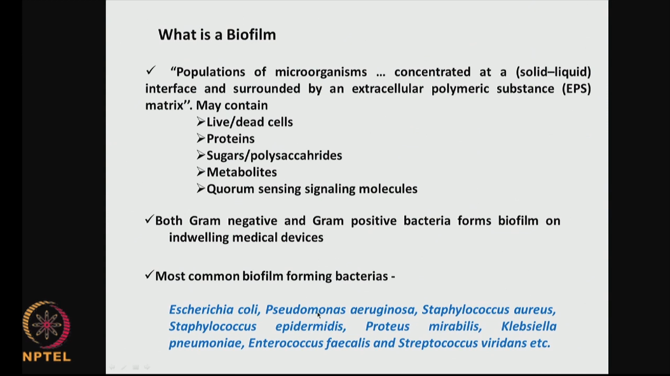A large number of bacteria can form this biofilm. These are the common bacteria found, like E. coli, Pseudomonas, Staphylococcus aureus, Staphylococcus epidermidis, Proteus mirabilis, Klebsiella pneumoniae, Enterococcus, Streptococcus, and so on. All these bacteria are found in biofilm, whether it is a dental implant, urinary catheters, or urethral catheters, and so on. All these bacteria can form biofilms.